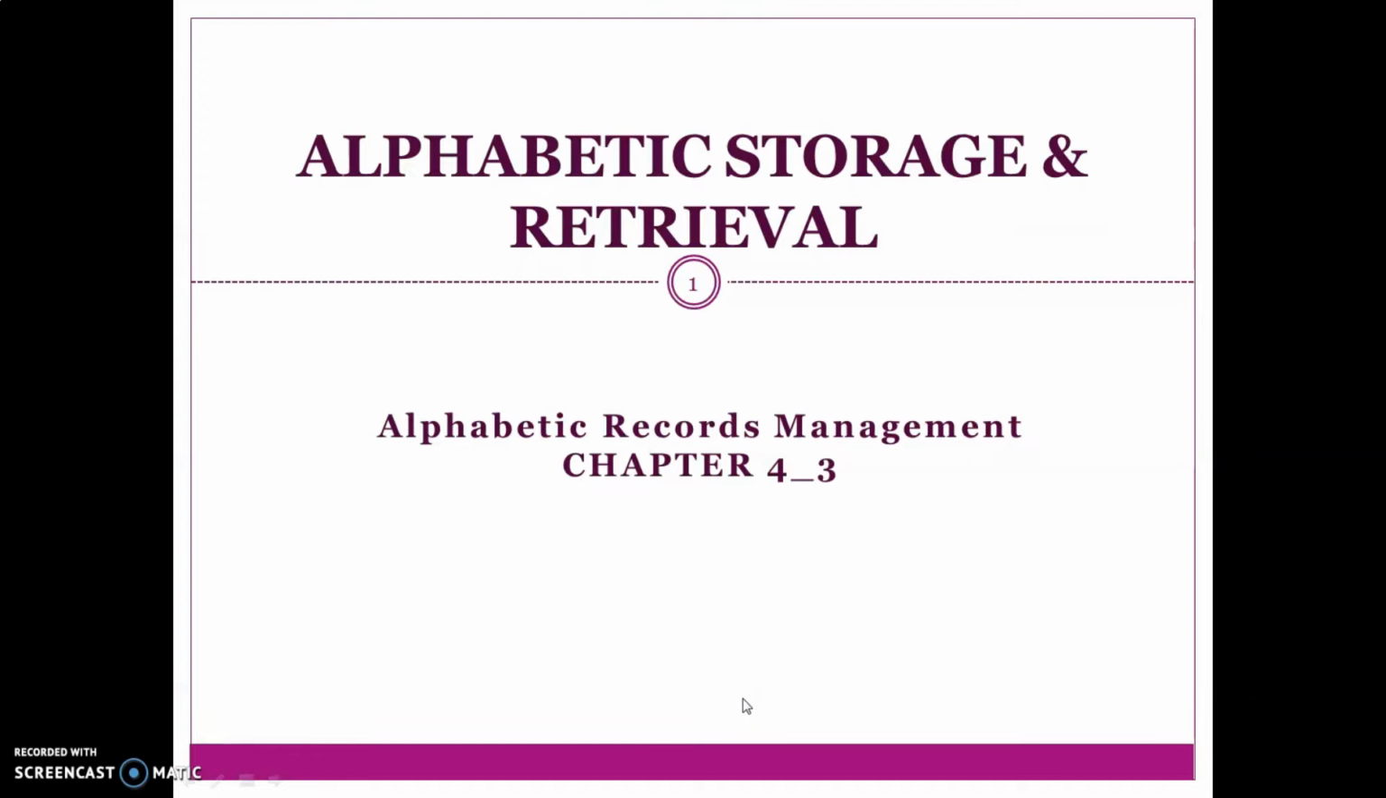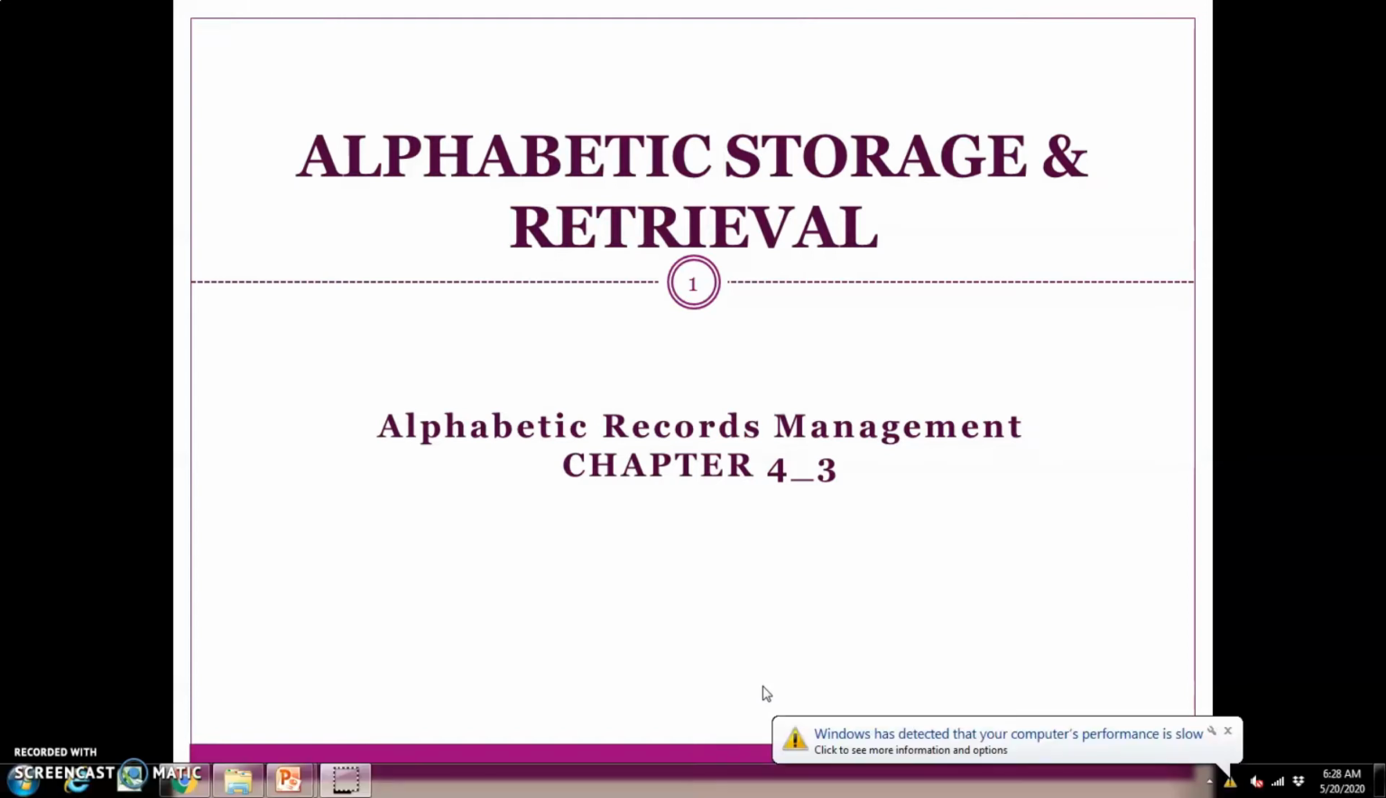Now we are in chapter 4, and this is the last subtopic, 4.3, regarding alphabetic storage and retrieval. Here you are going to learn what the best storage is to keep the records and how you are going to do retrieval. Not only that, we'll talk about storage, so the equipment, but you also need to think about the supplies and the procedures that will be involved in these phases.